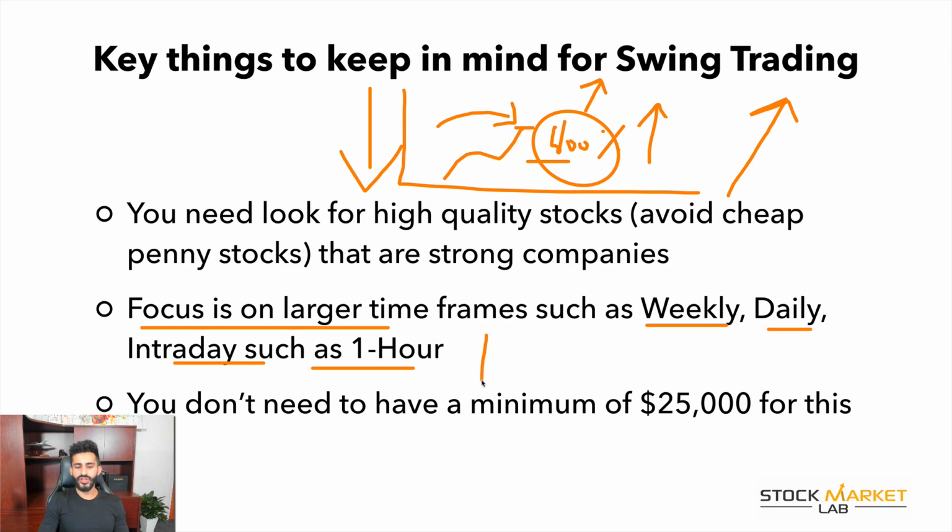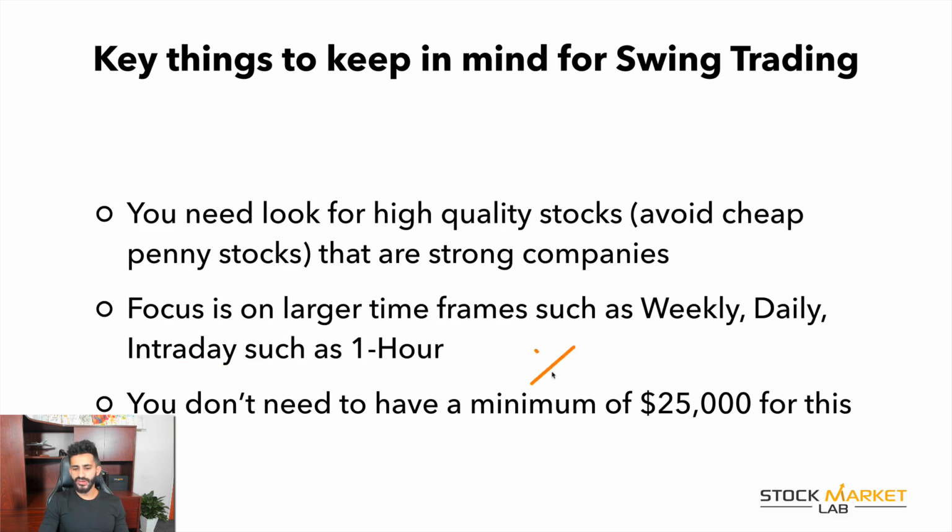And then finally, you don't need to have a minimum of $25,000 for this. Why? Because when you're swing trading, you're buying a stock maybe Monday, you may be selling Tuesday, Wednesday, Thursday, or next Monday, or the Monday after, or the Monday after that, right? So that's not counting as a day trade, so you can take those trades as many times as you want. So you don't need to have a minimum of $25,000 for this.